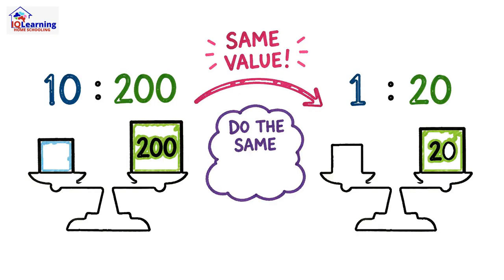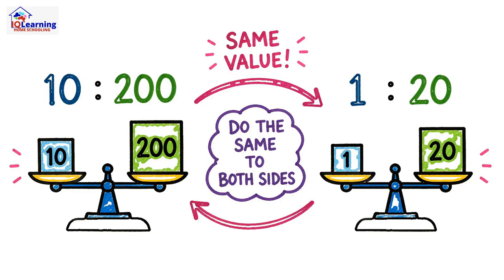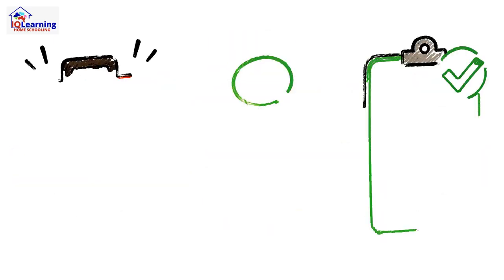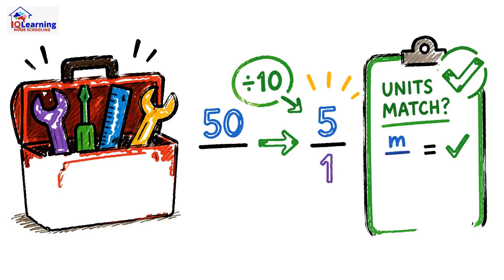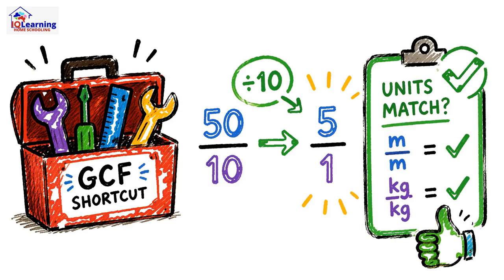So remember, ratios are about a relationship. To keep that relationship, multiply or divide both sides by the same value. Use the greatest common factor as your shortcut, and always check that your units match before you start. That's the key to making complex math simple.